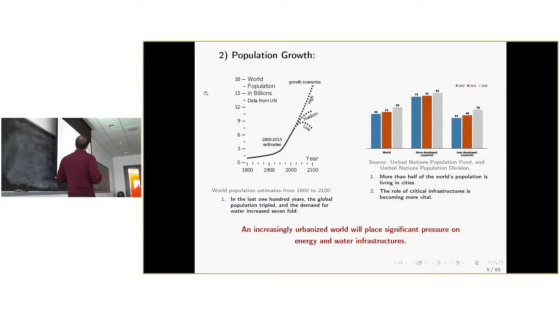As you can see in this right figure, in the world, more than 50% of the population lives in large cities, and in developed countries, this problem becomes worse and worse. More than 70% of the population lives in large cities. So basically, in the near future, we will have a stress on large-scale infrastructures in energy systems and in water systems.